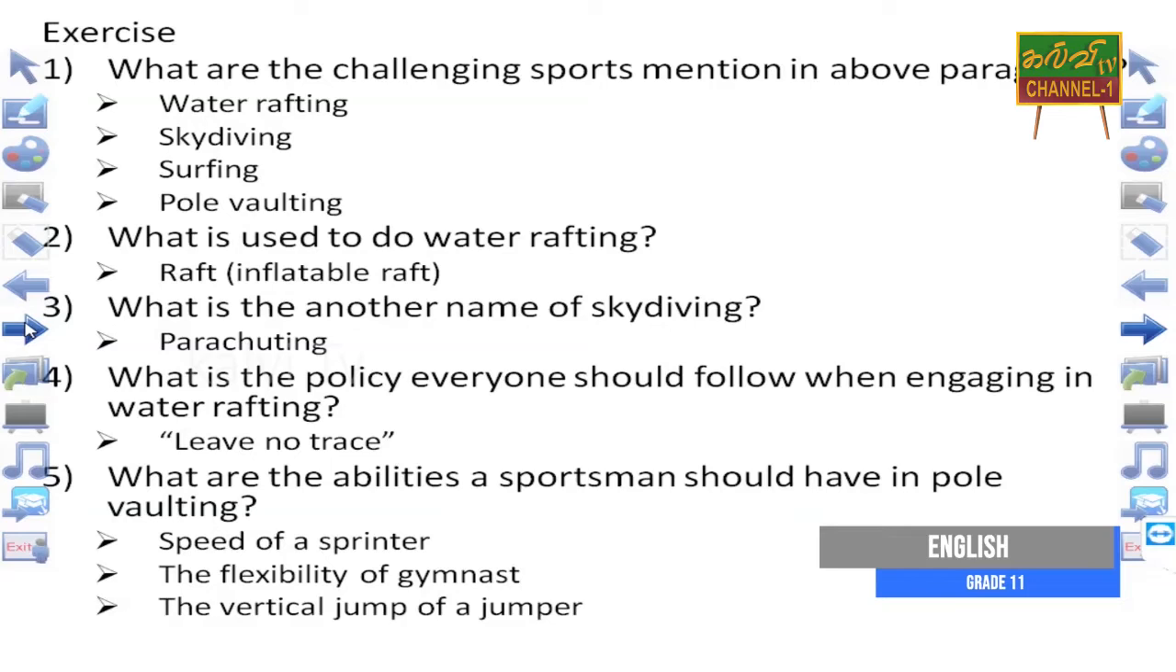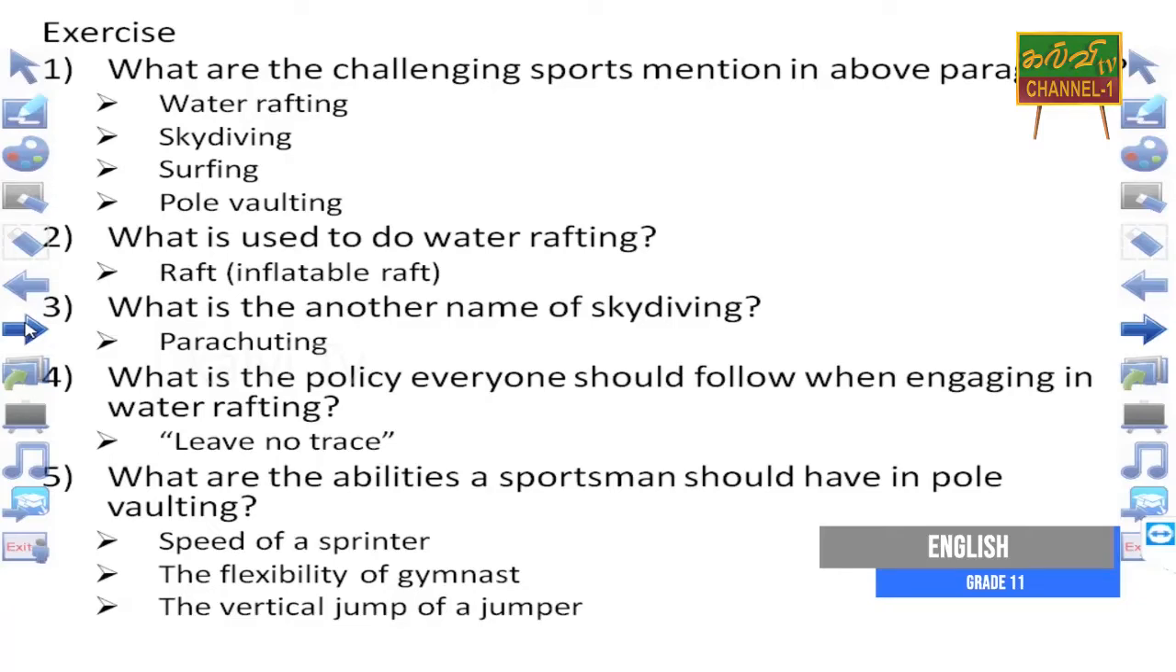Here we come to the exercise. What are the challenging sports mentioned in the above paragraphs? Water rafting, skydiving, surfing, pole vaulting. These are the four challenging sports they have mentioned in the paragraphs. What is used to do water rafting? An inflatable raft. Third question, what is the other name for skydiving? The other name is parachuting.